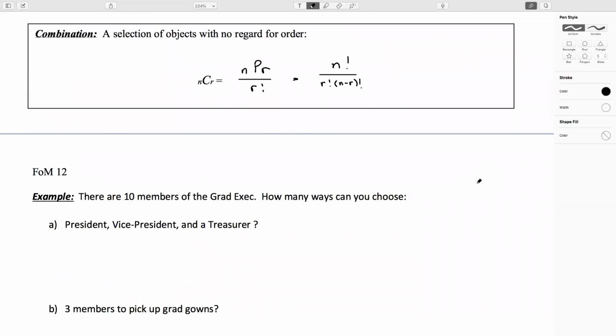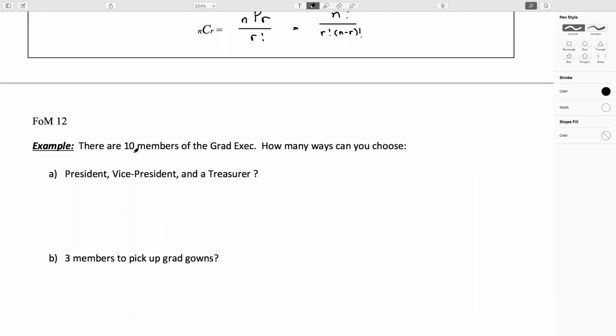So, example: there are 10 members of the grad executive. How many ways can you choose a president, vice president, and treasurer? Well, we have 10 members of the grad exec, so n equals 10. We are choosing 3 members, the president, vice president, and treasurer, so r equals 3. Does the order matter here?